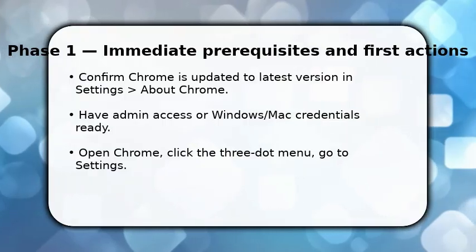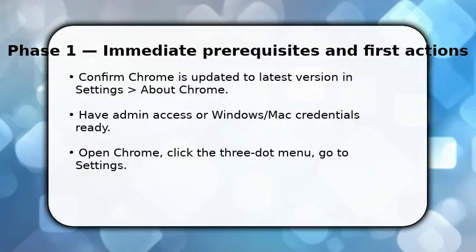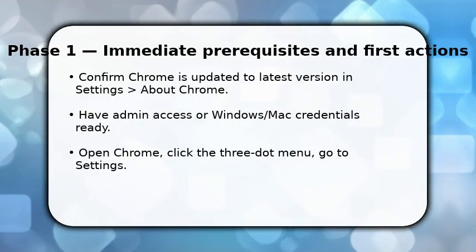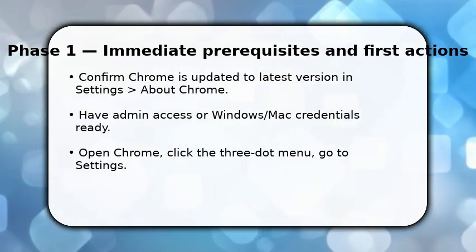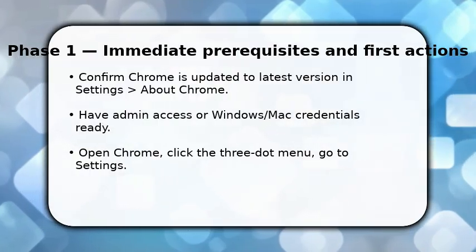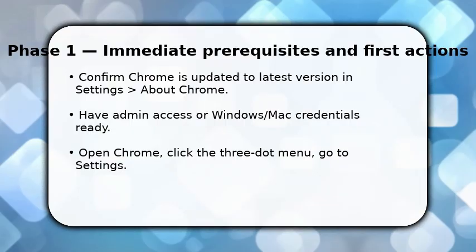You start by making sure Chrome is current because updates fix policy issues and extensions. Once done, sign in or use an account with admin rights. This prevents permission errors. Now open Chrome, click the three-dot menu, and open Settings. This places you at the controls you need.